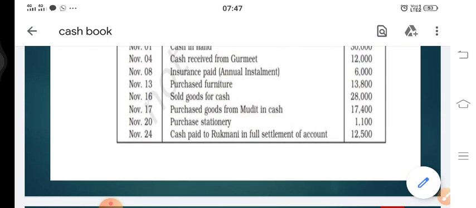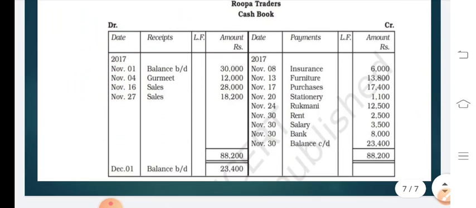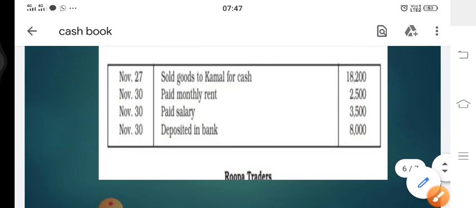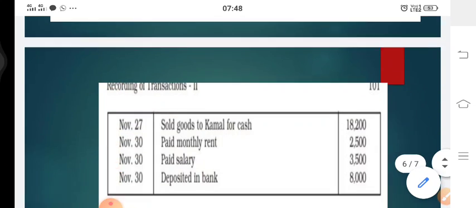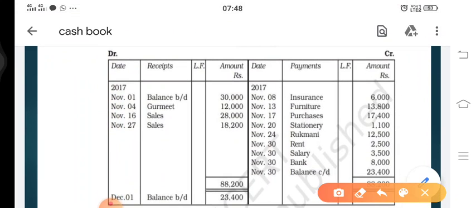Next we have is purchase stationery. Here also since we purchase stationery, cash is going out from the business. We'll go to credit side, that is payment side, and we'll write here by stationery 1,100. Next we have is cash paid to Rukmani in full settlement. Now since we have paid cash to Rukmani 12,500, cash is going out, so we'll go to cash book and on the credit side we'll write by Rukmani 12,500.